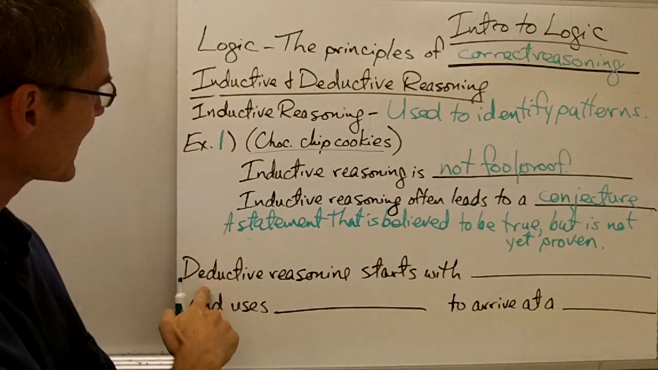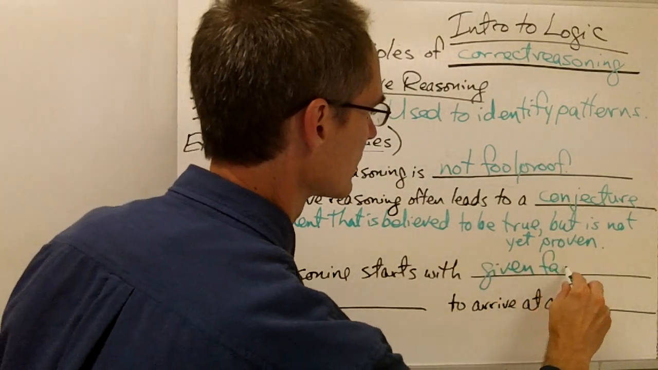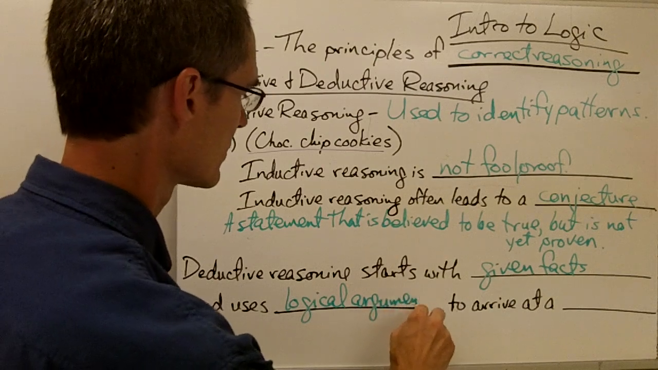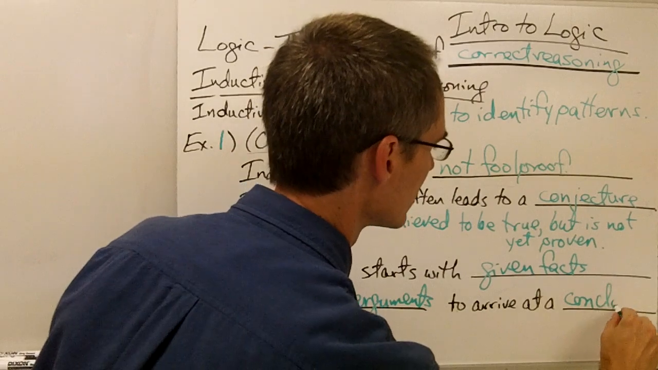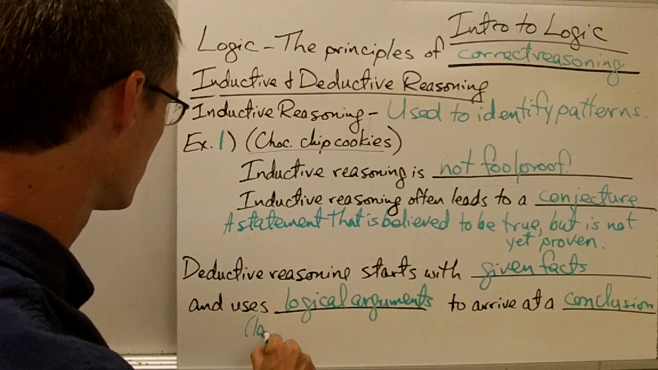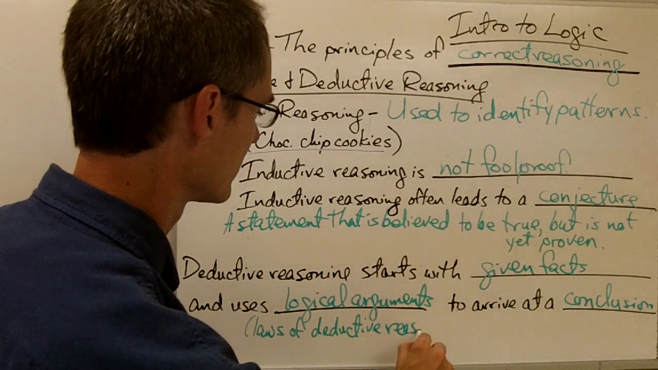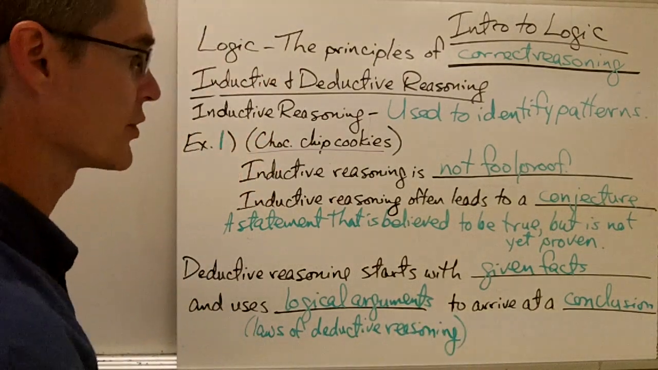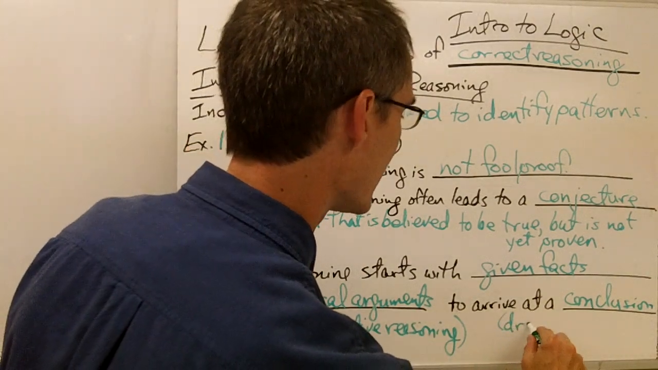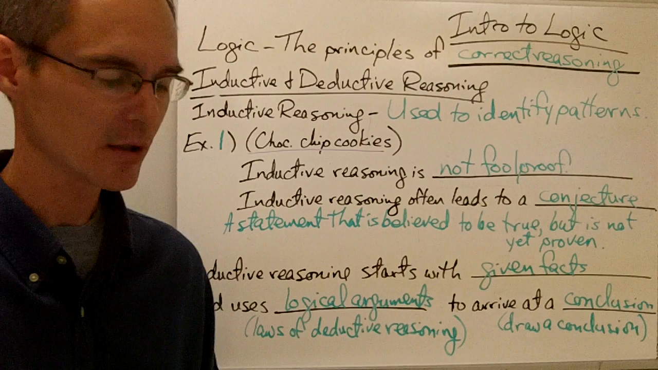Now, a second type of reasoning is called deductive reasoning. Deductive reasoning starts with given facts and uses logical arguments to arrive at a conclusion. Now, these logical arguments are sometimes called the laws of deductive reasoning, which we're going to talk about some more in just a minute. And when we say arrive at a conclusion, sometimes you hear people say, draw a conclusion. And that's just another way of saying arrive at a conclusion.